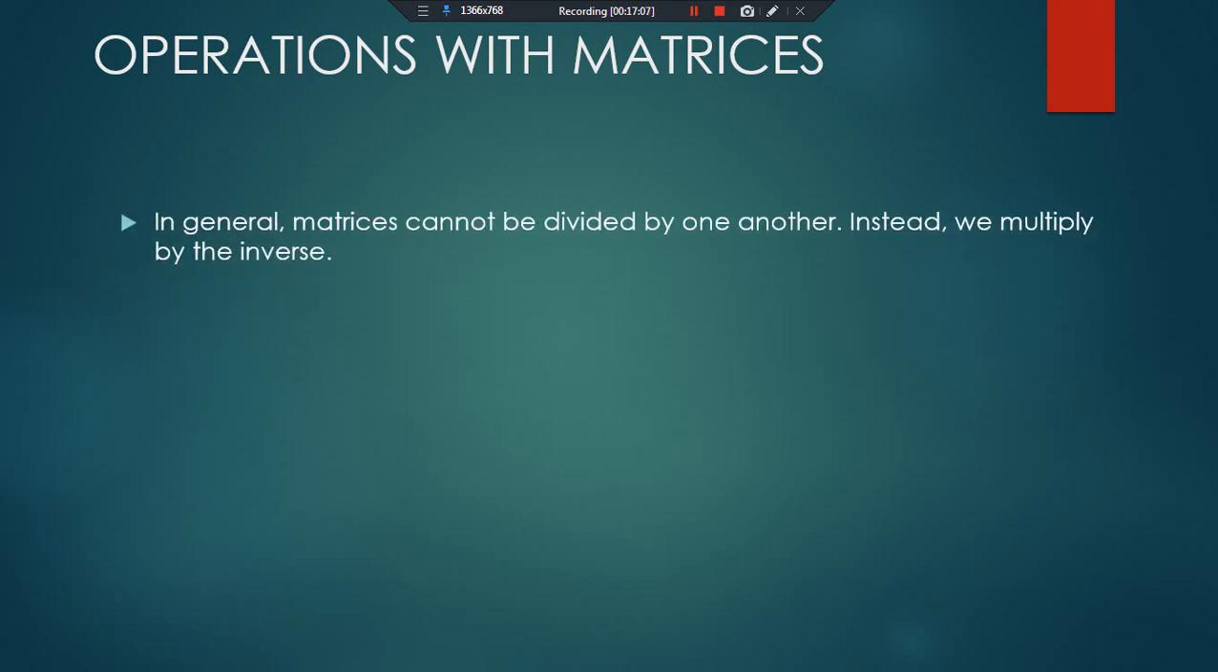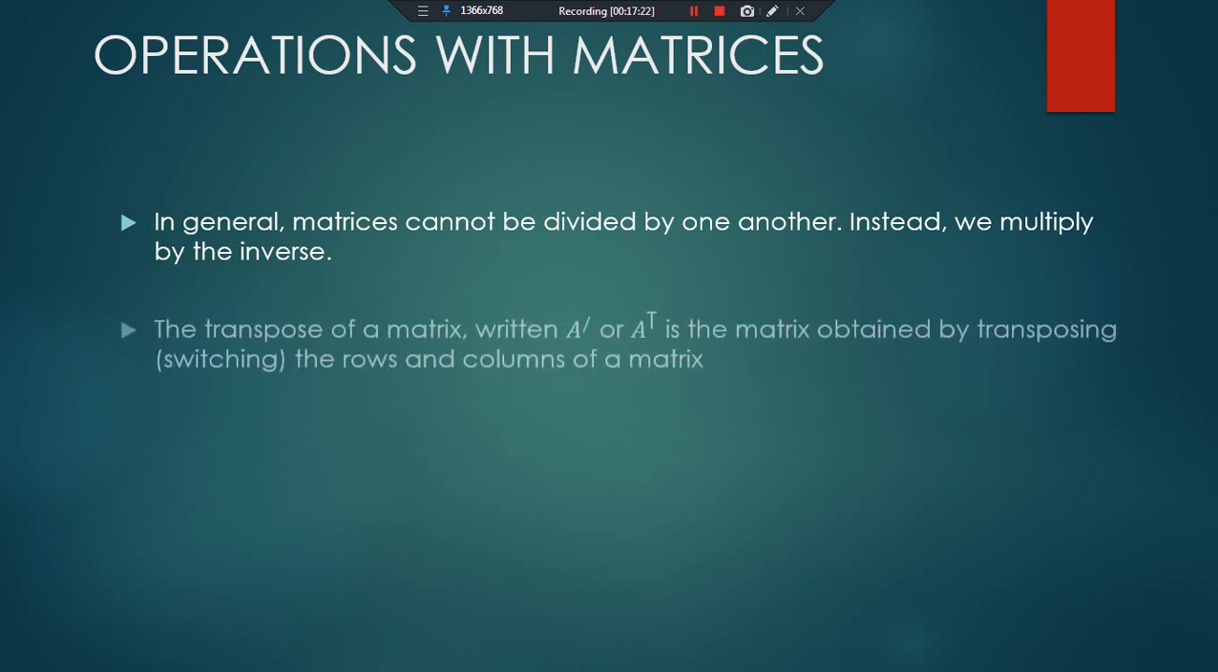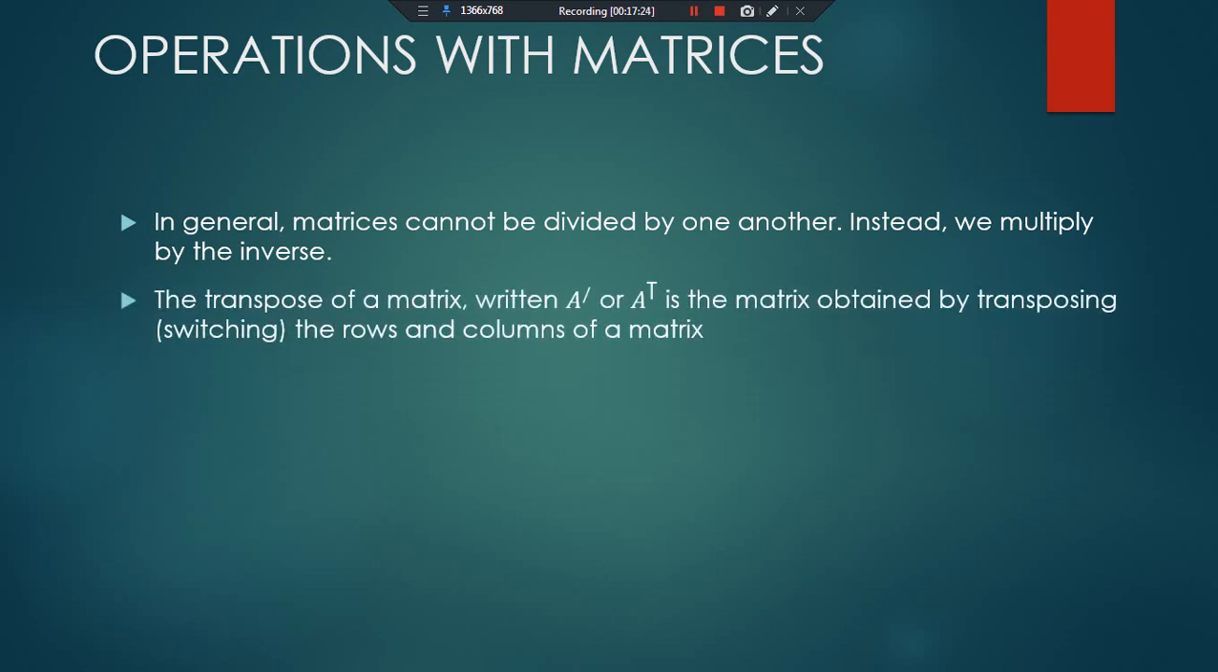Okay, in general, matrices cannot be divided by one another. Instead, we multiply by the inverse matrix. So keep it in mind, we cannot directly divide the matrices. We rely on the inverse of the matrix. Like the transpose of a matrix, you can write it A prime, or you can write it AT, is the matrix obtained by transposing the rows and columns of a matrix. We are talking about the transpose.